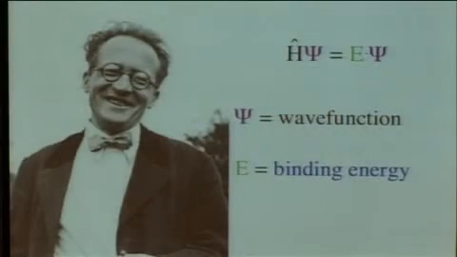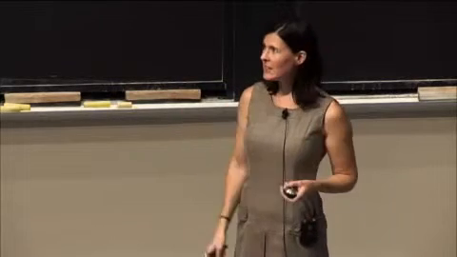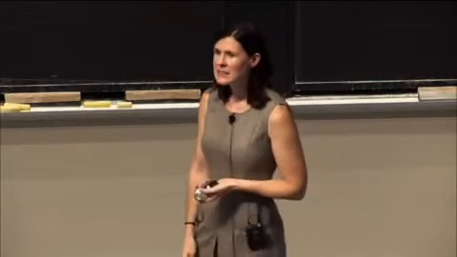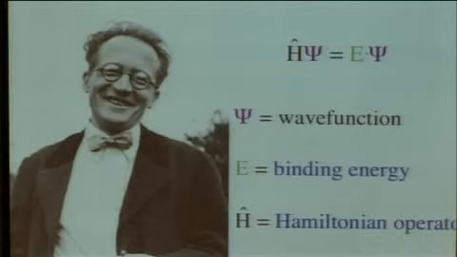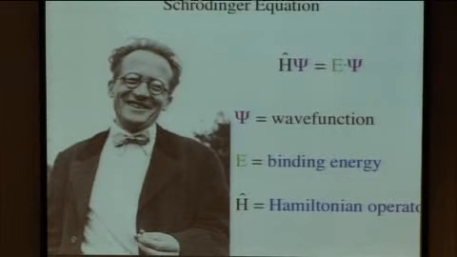This E term here is the energy, or in our case, when we talk about an electron in a hydrogen atom, for example, the binding energy of that electron to the nucleus. So E is binding energy. And H with the caret or the hat here, well, that caret or hat tells us it must be an operator. And this is called the Hamiltonian operator. So when you operate on the wave function, what you end up with is getting the binding energy of the electron and the wave function back out.